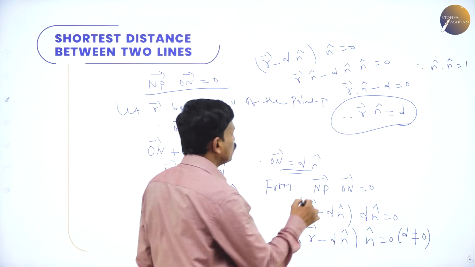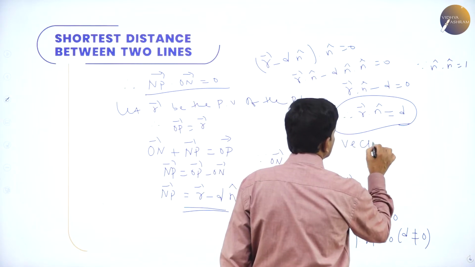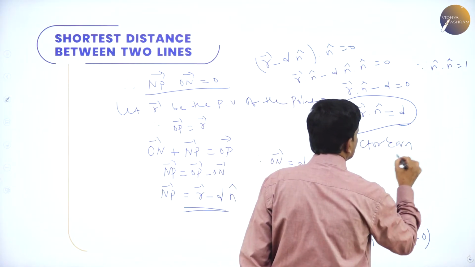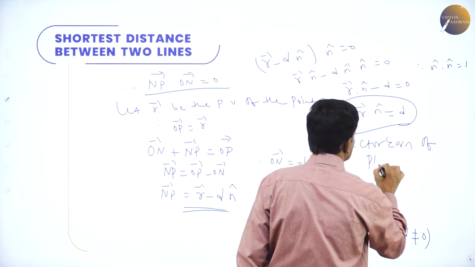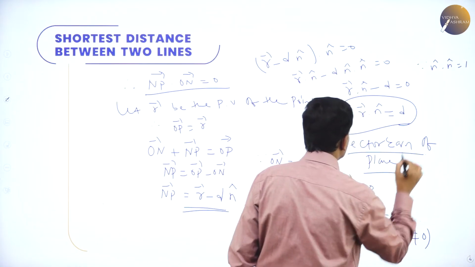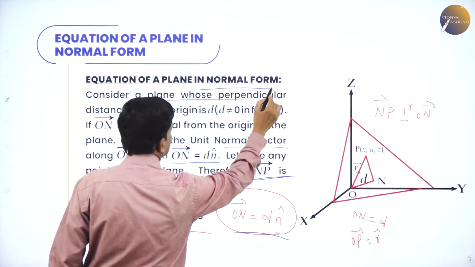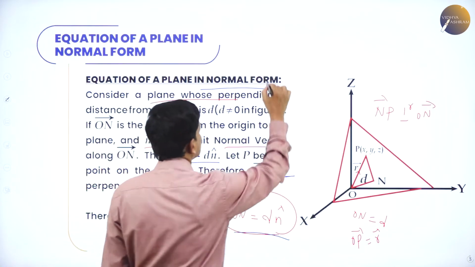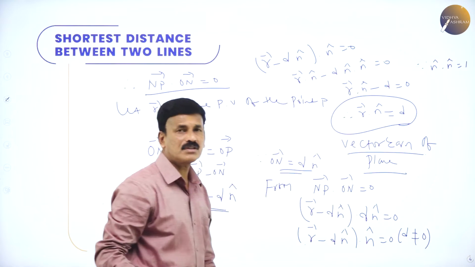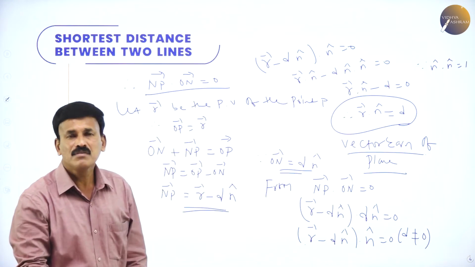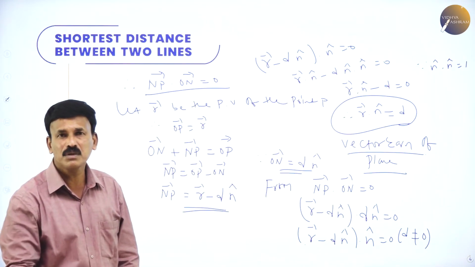This is the vector equation of the plane in the normal form. So the vector equation of the plane in the normal form is vector R dot N cap is equal to D.